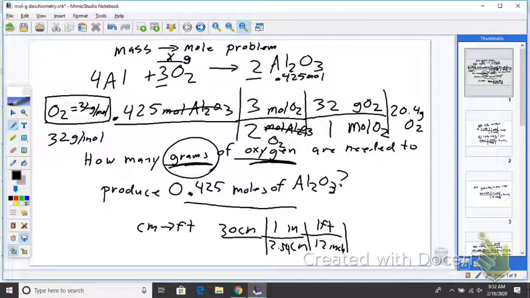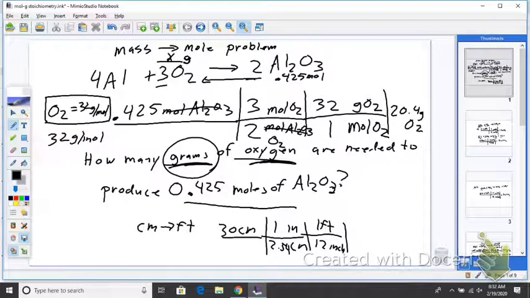Alright, so here's the map. We start off with moles. We've got to find moles of something else if we want to find the weight of it. You have to find the number of particles of something else, and we call it moles, before you can find its weight.